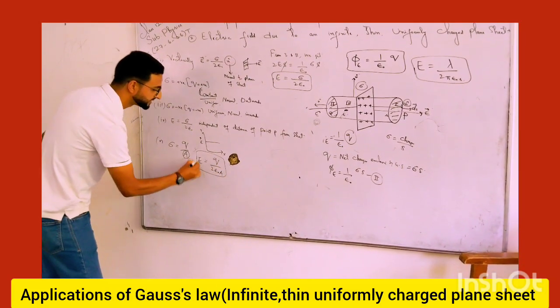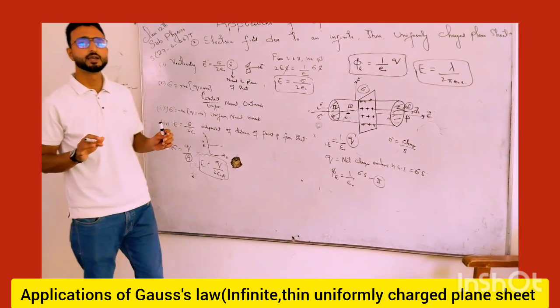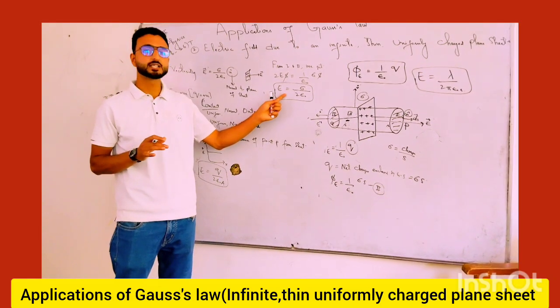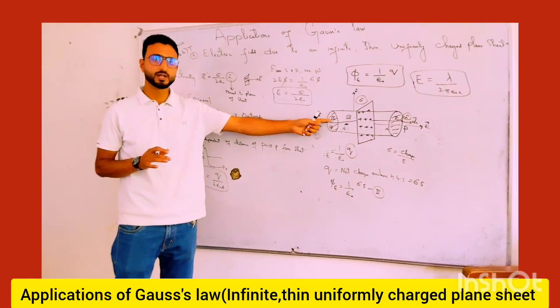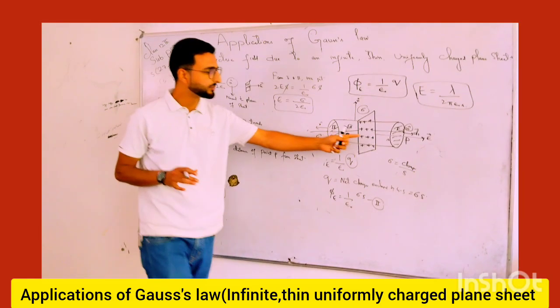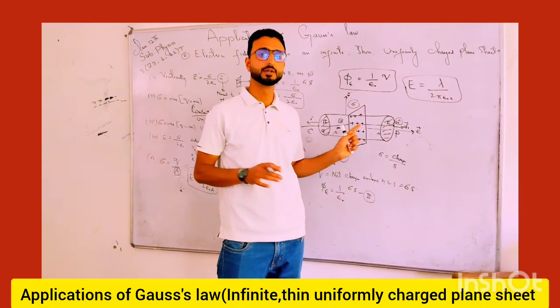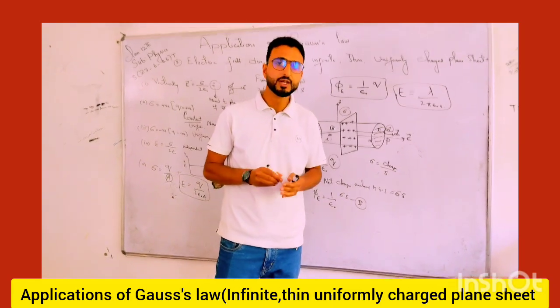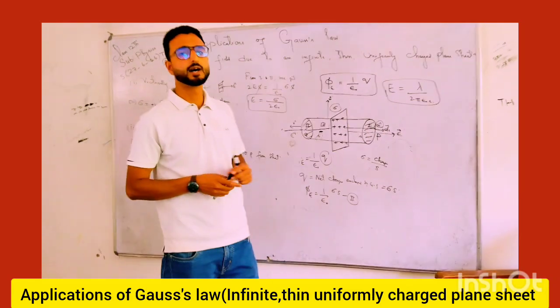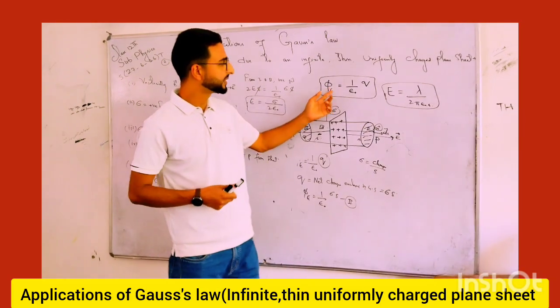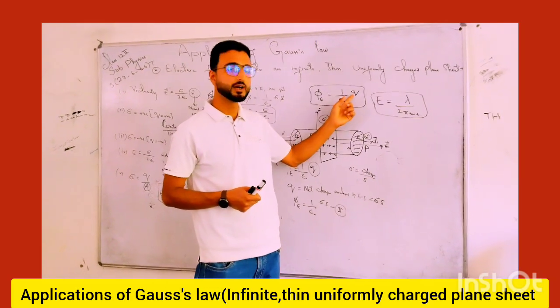Remember, this sheet is thin and infinite. If it is finite, then this expression is true in the middle portion of the sheet, and that too at a point not far away from the sheet. So this was all about the application of the Gauss law. I applied the Gauss law. This is flux phi E. It is 1 by epsilon naught Q.